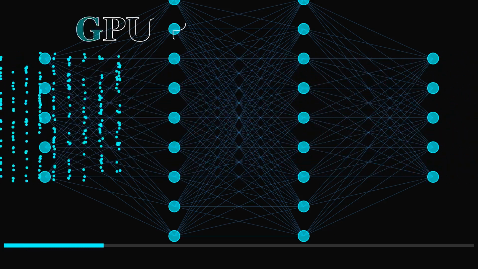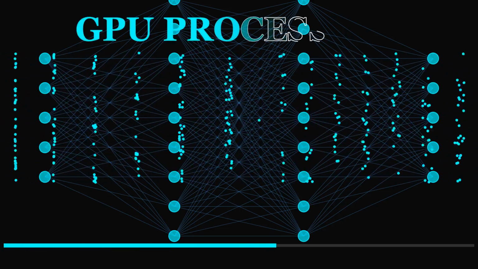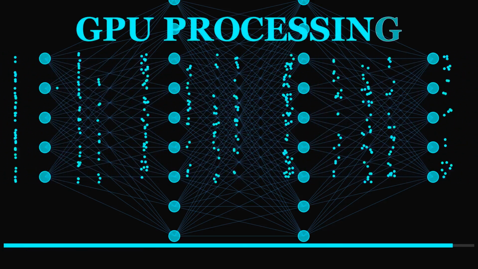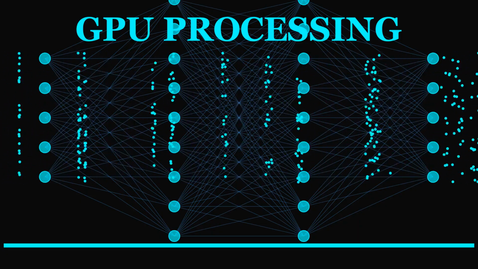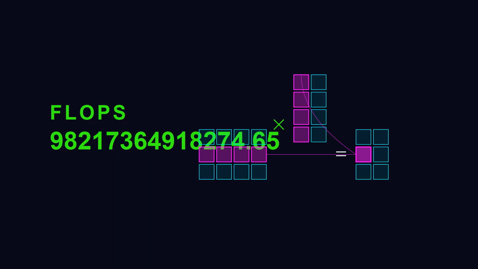A GPU, however, was built for this. Its thousands of cores can handle thousands of these calculations at the exact same time. More cores mean more calculations per second. So what does this look like in the real world? When an AI model analyzes images, a GPU allows it to scan thousands of pictures at once.